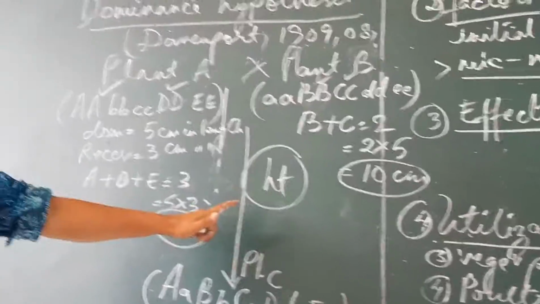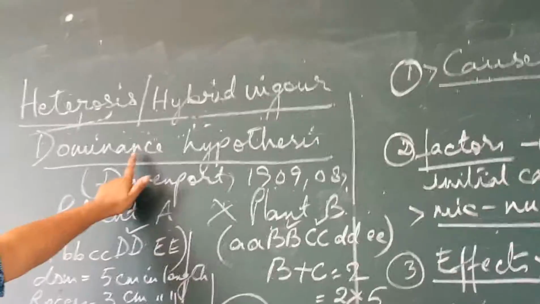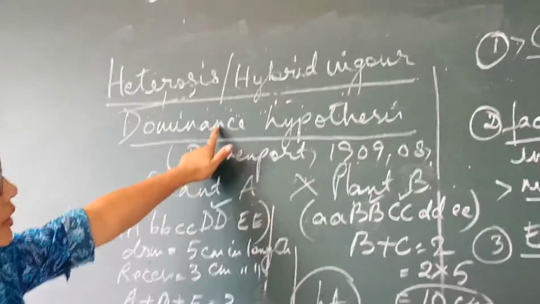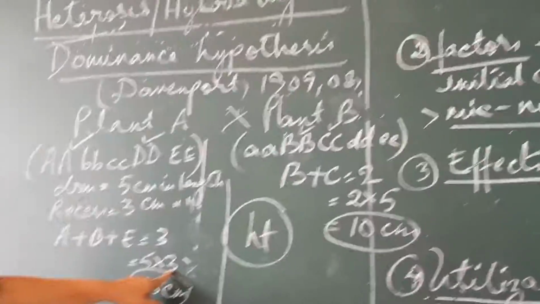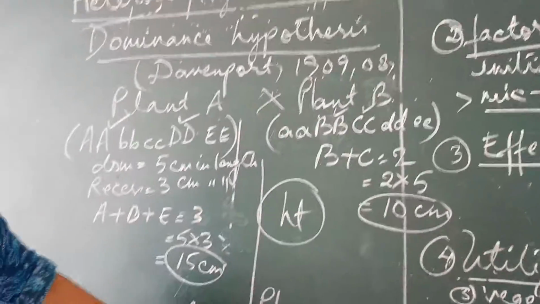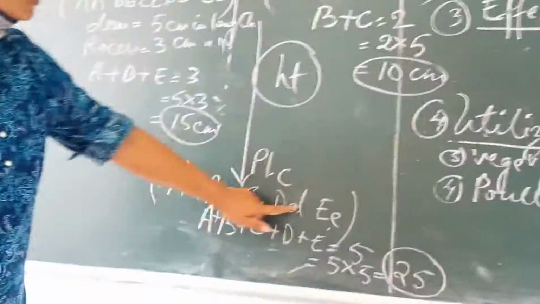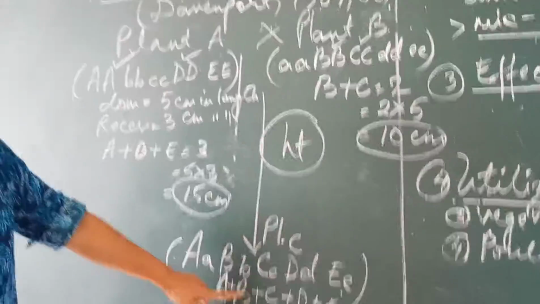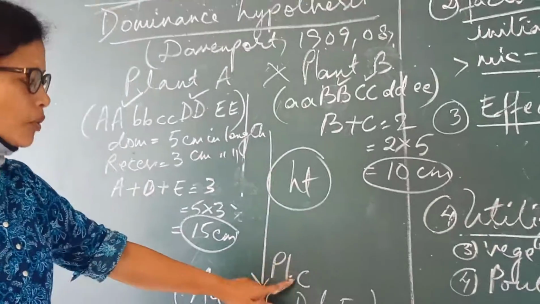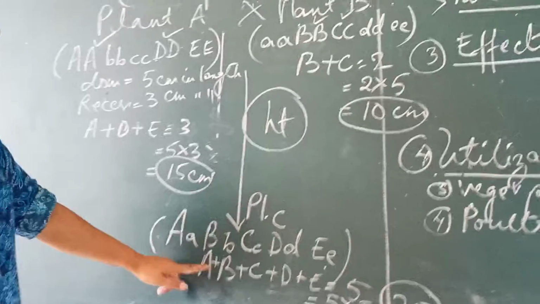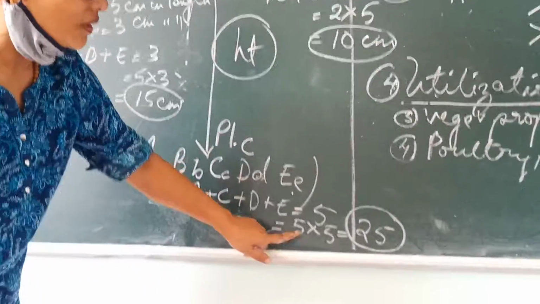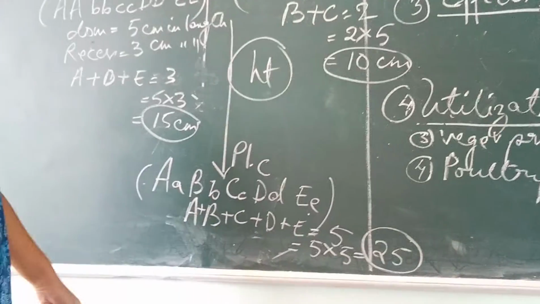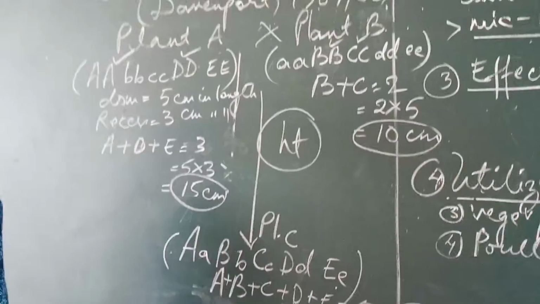Why has this happened? Because of the dominant effect of the genes. This dominant gene contributes 5 centimeters in height. When all the dominant genes come together, it makes this plant more superior, more tall. Because the number of genes is more. So it is a multiple of 5, 5 and 5, 20. This is the dominance hypothesis.